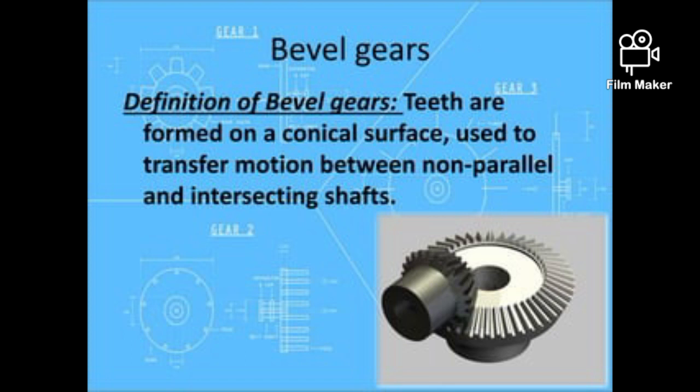The next type of gear is bevel gears. The definition for bevel gear: in a bevel gear, teeth are formed on a conical surface, used to transfer motion between non-parallel and intersecting shafts. The diagram for the bevel gear is shown.